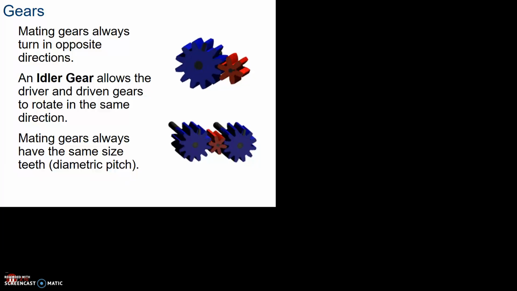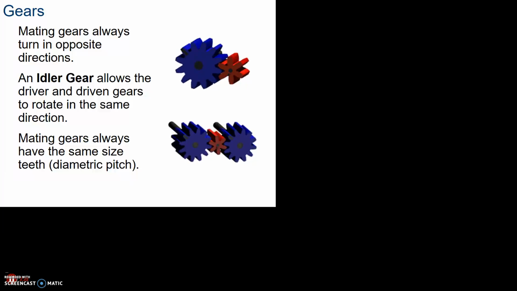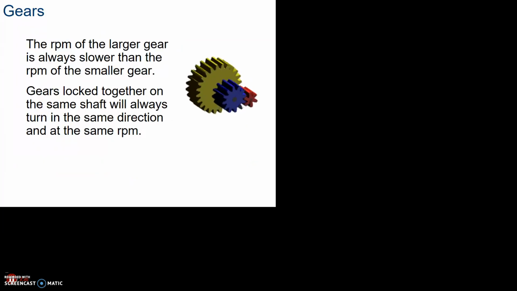Mating gears always have the same teeth size, what we call diametric pitch. We're not going to talk about the math of that, but there is a whole level of math about making sure that the teeth work together. Now the RPM of the larger gear, yellow here in this case, is always slower than the rotation of the red gear. If they are locked together on the same axle, the same shaft, they will have the same RPM and same direction.